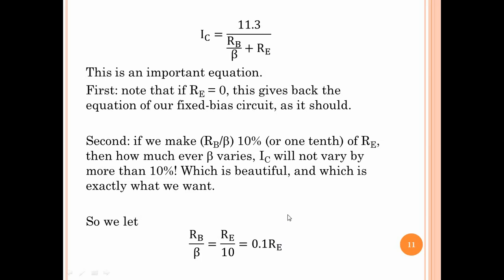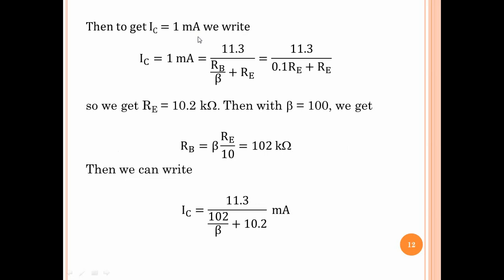And then we solve. We want IC equal to 1 milliamp. So we write 1 milliamp equal to 11.3 by all this, and RB by beta is 0.1 RE. When we solve this for RE, we get RE equal to 10.2 kilo ohms. Then with beta equal to 100, again our nominal value, we find RB, because we said RB by beta is 0.1 RE. So we use that to find RB. We get RB equal to 102 kilo ohms.